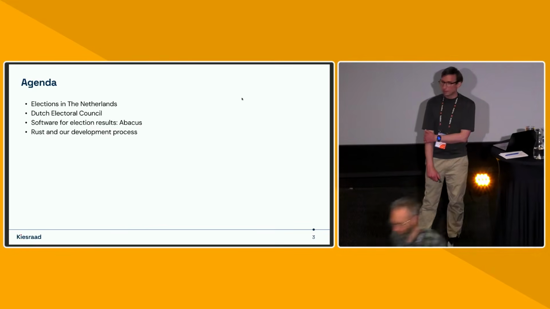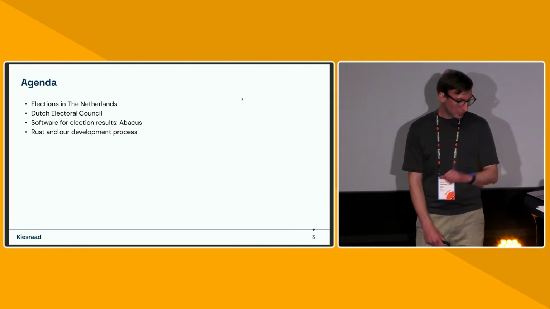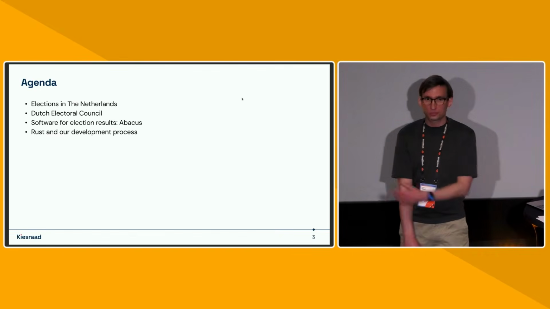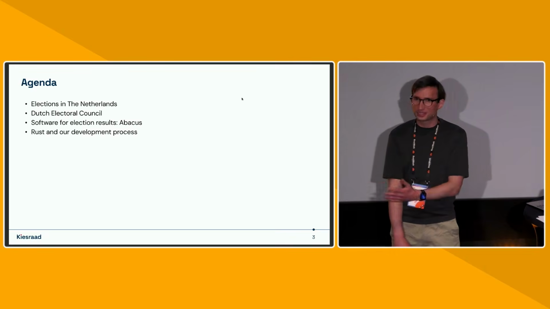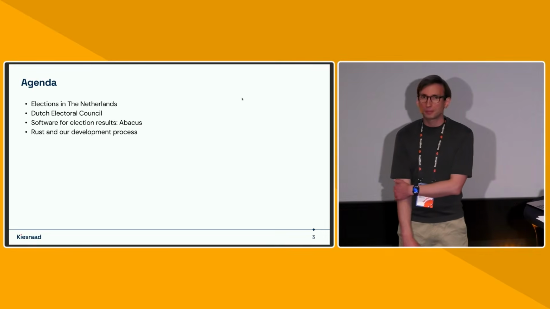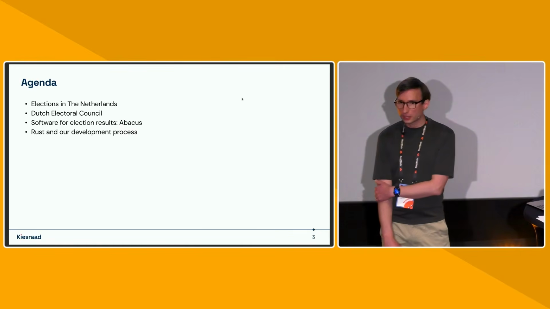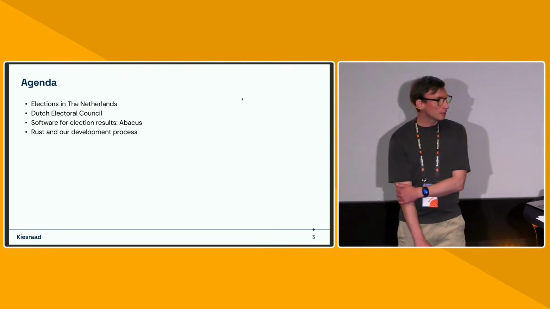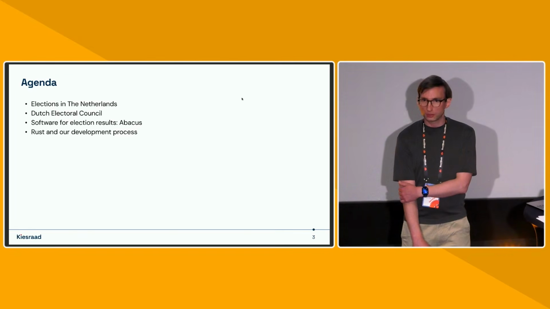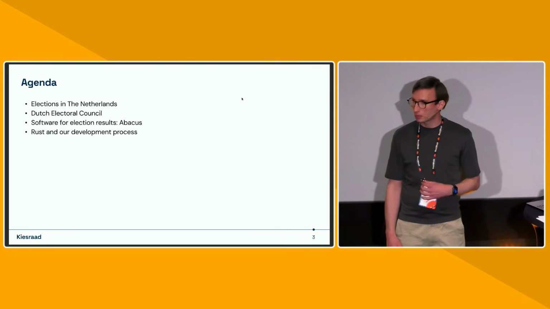So what am I going to talk about today? I'm going to talk about elections in the Netherlands, introduce you, for the people that are not from the Netherlands, to what the election in the Netherlands looks like. I'm going to talk about the Dutch Electoral Council. I'm going to talk about the software that we're building for election results, which is called Abacus. And then I'm going to close off with why we chose Rust, how our development process looks like, and how Rust has been so far.